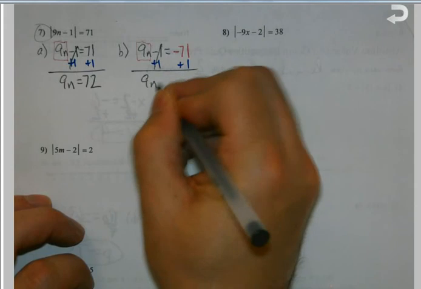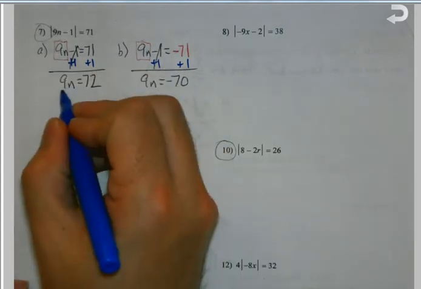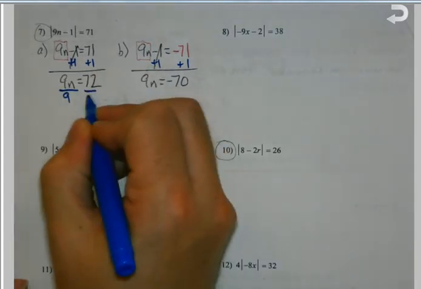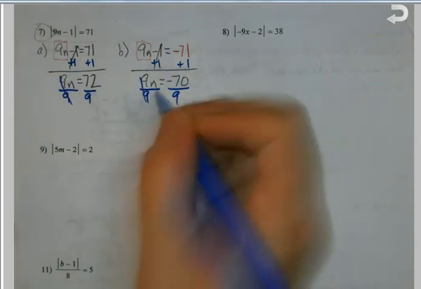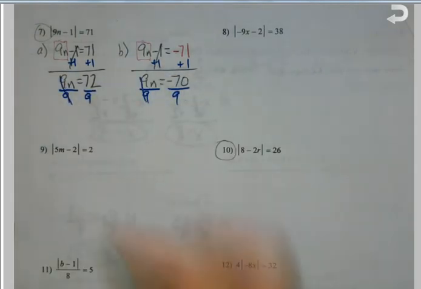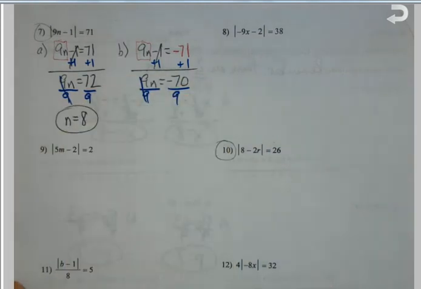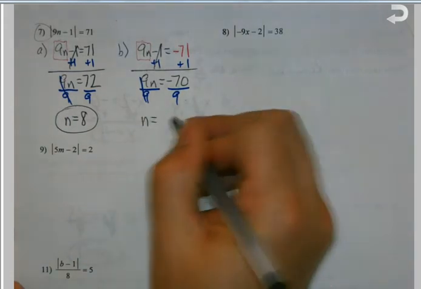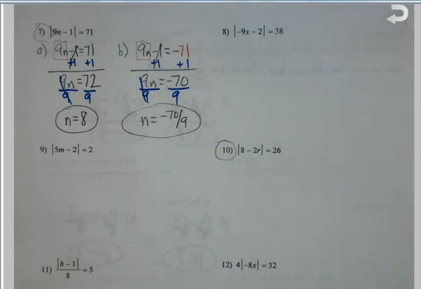Now it is possible on some of these to get a decimal. I don't mind if you even leave it as a fraction. Because now all I got left is to undo my times 9, which is divide. If it goes in evenly, that's all good. 72 divided by 9 is 8. But if it doesn't, I don't care if you put the decimal. I'm just not used to doing the decimal, so I'm just going to leave it as a fraction.